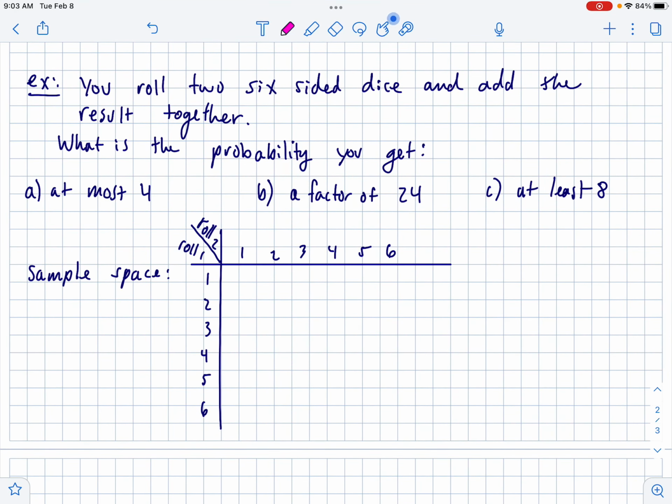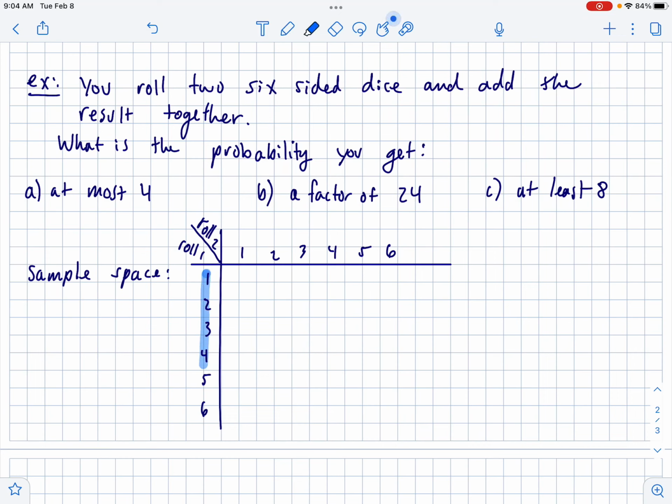Last problem. You roll 2 6-sided dice and add the results together. What's the probability that you get at most 4, a factor of 24, and at least 8? I've seen people try to tackle this type of problem without doing a sample space, and I don't think it's really possible. I think it's way better to actually do a sample space of everything that you can get.